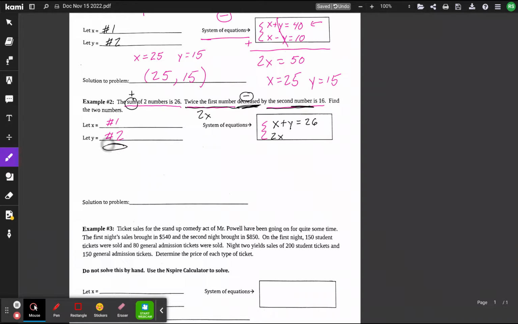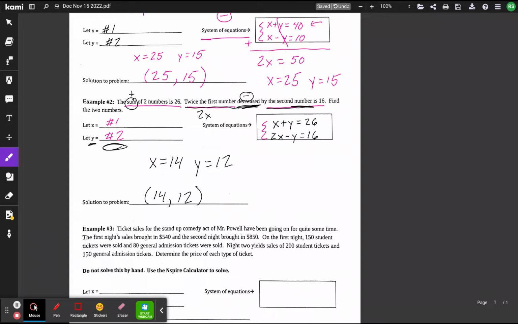Remember, we're using a variable for our second number. That's going to be y. 2x decreased by y, so minus y, is 16. So at this time, I would like you to type in x plus y equals 26 and 2x minus y equals 16 into your calculator. Again, you are going to go to the menu, click Algebra, and then you are going to go to the Solving Linear Equations tab, and then enter both equations, and then hit Enter. Go ahead and do that now and see what your calculator gives you.